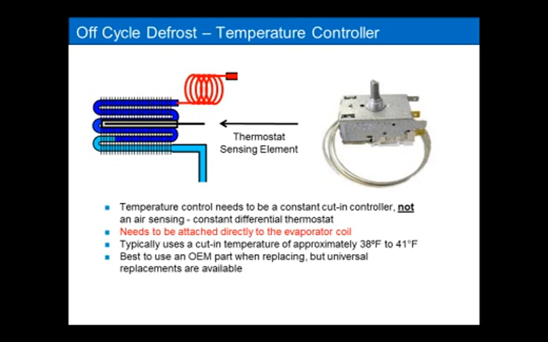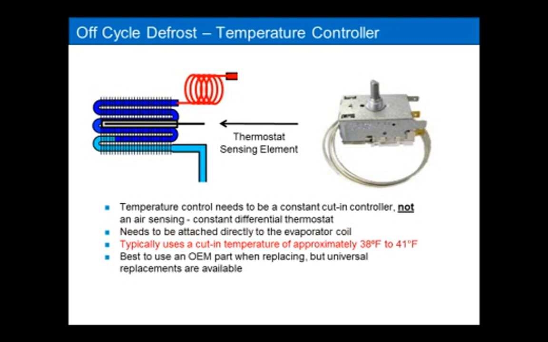But you've got to take the time, because the system is designed for the sensing element to be inserted into the coil. So make sure you get it into the coil and not just laying on the coil or next to the coil. It has to be into the coil because it has to sense the coil temperature. So two rules. One is when you replace these temperature controls, make sure you purchase a constant cut-in, and make sure when you replace it, you put the sensing element back where it goes. No shortcuts. It's got to go in the well itself.